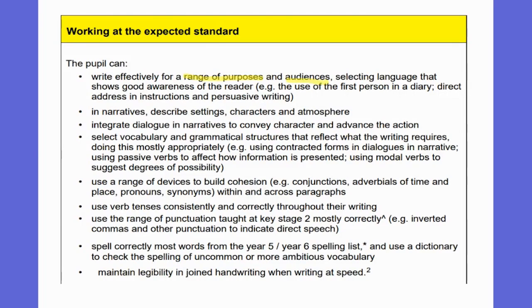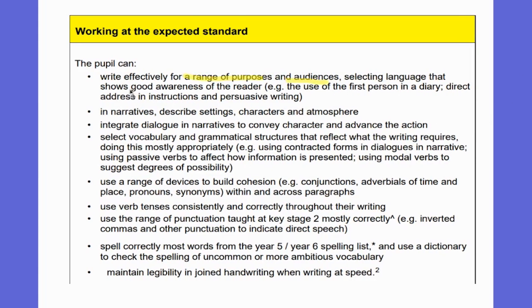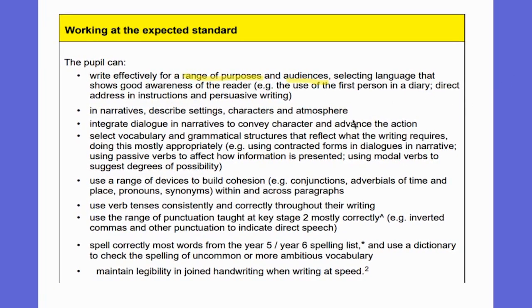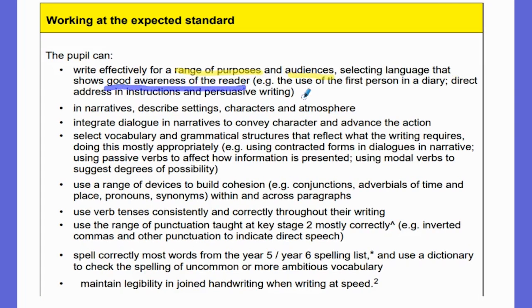Looking at that child's writing then, we read a story, but we would probably go back and look at a few different pieces. But what did we see in the story? So, selecting language that shows a good awareness of the reader. Well, it was obvious that the girl who was writing that knew that she was trying to entertain. So she had a good awareness of the reader and a good awareness of the purpose of the writing, because it was an entertaining piece. She described the settings, characters, and atmosphere. There were descriptions of how the character felt. We will come back to that in a minute.